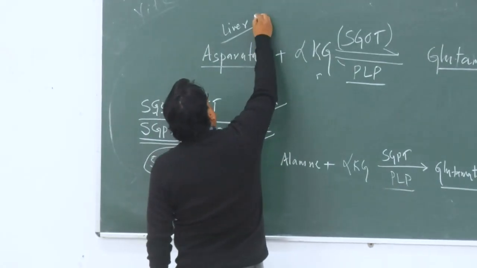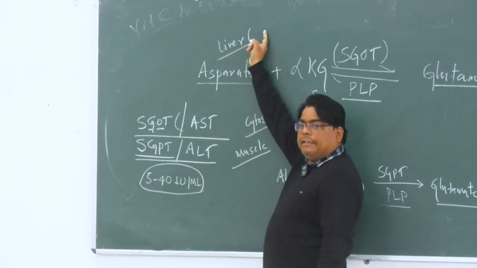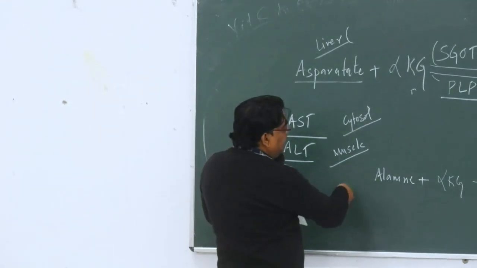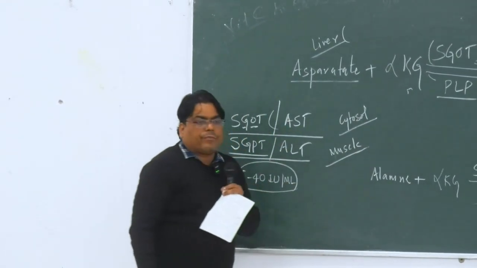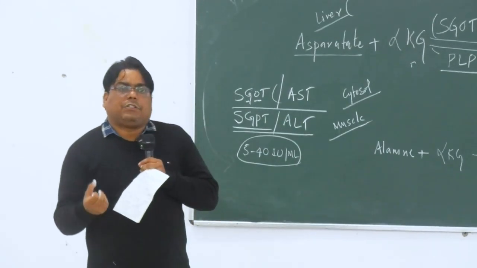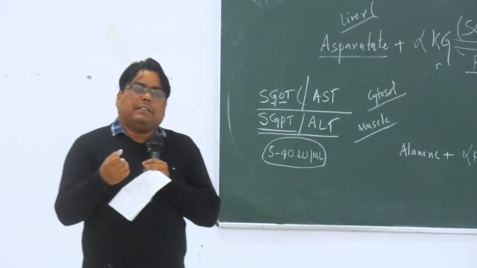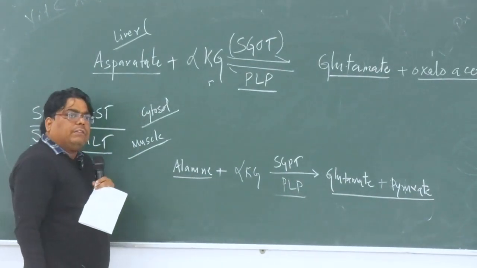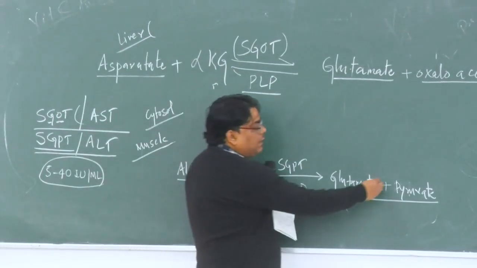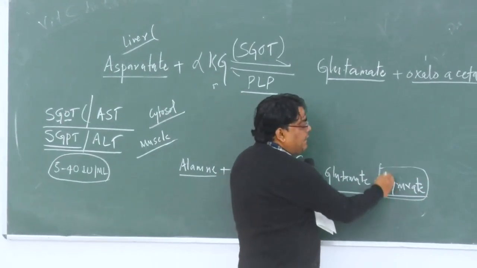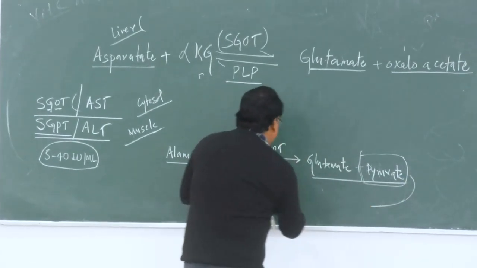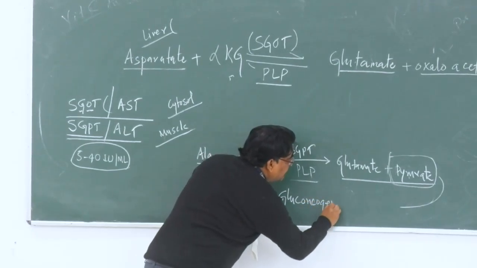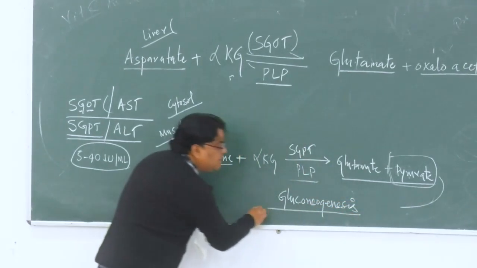The first one happens generally in the liver, in the liver cells, in hepatocytes. The second one is in muscles, because alanine is a storage form. It is stored in the muscles, and it is a glucogenic amino acid. What is a glucogenic amino acid? Alanine provides pyruvate, and this pyruvate acts as a substrate for the process of gluconeogenesis.